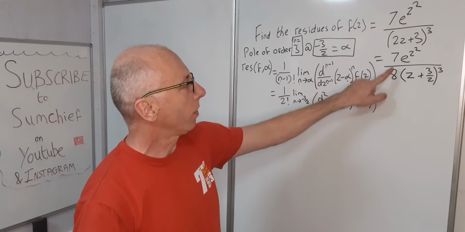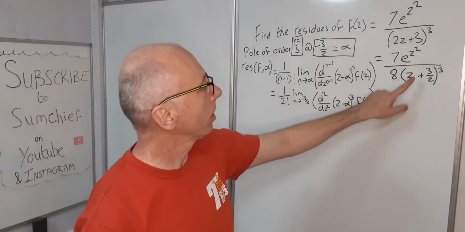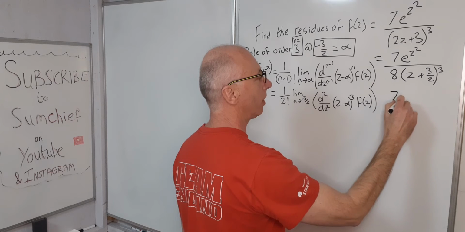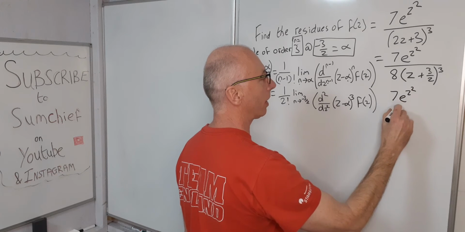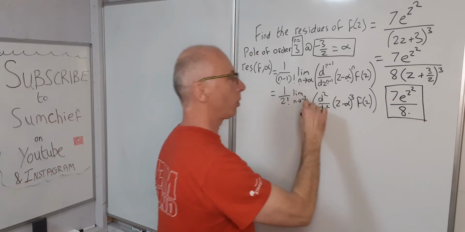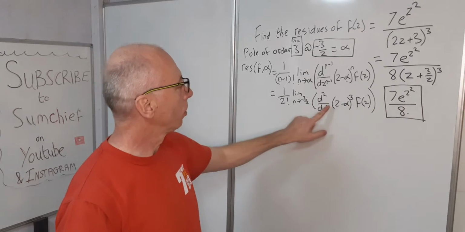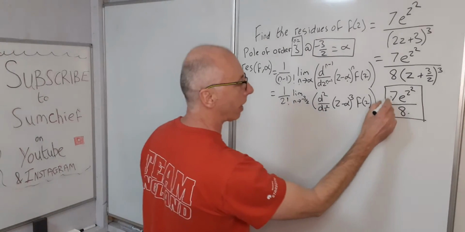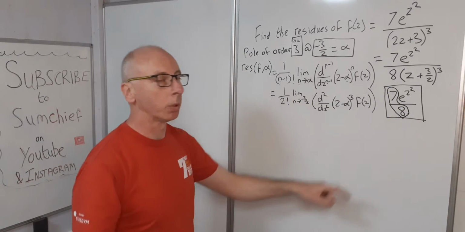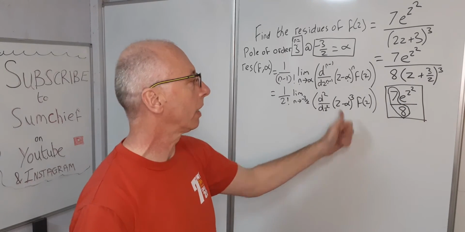So I'll just write here what f of z is. If we're taking (z minus alpha) cubed out of this, a bit like the cover-up method, we're left with 7e to the z squared over 8. That is our f of z, which we're going to take the derivative of. So next, we need to find the derivative of this twice. The 7 over 8 we'll take out as a constant multiple, and take the derivative of e to the z squared. That makes our life a little easier, and then we can put the 7 over 8 back in at the end.